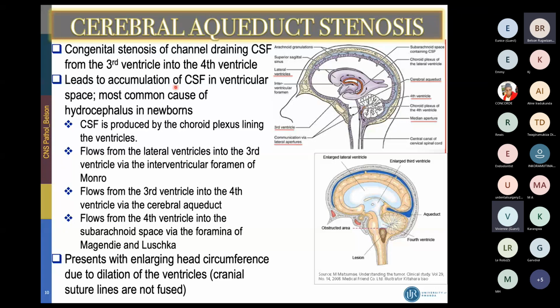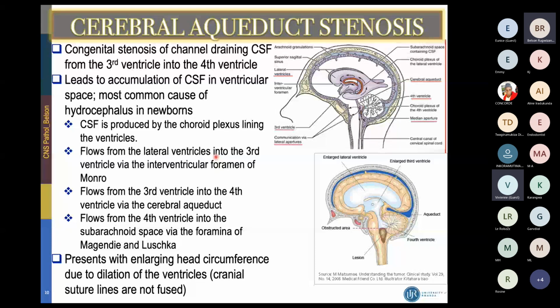So congenital stenosis of the channel draining cerebrospinal fluid from the third ventricle into the fourth ventricle. And so the fourth ventricle, you see it, this is the fourth ventricle, and the third ventricle will be here, and here you have the lateral ventricle. So this leads to accumulation of the cerebrospinal fluid in the ventricular space, the most common cause of hydrocephalus in the newborns. You know that this fluid is produced by choroid plexus lining the ventricles, so it is produced here.